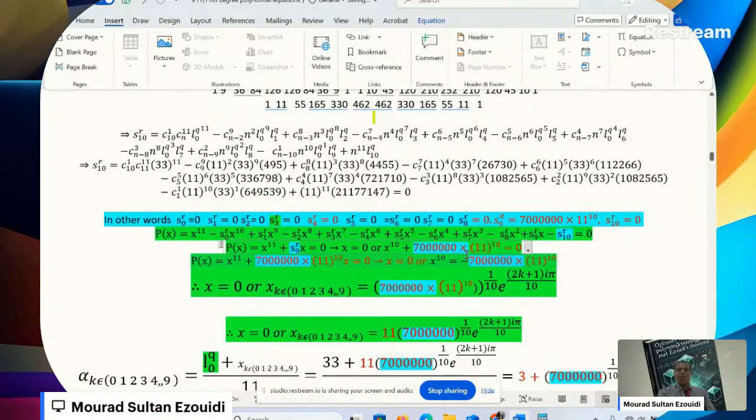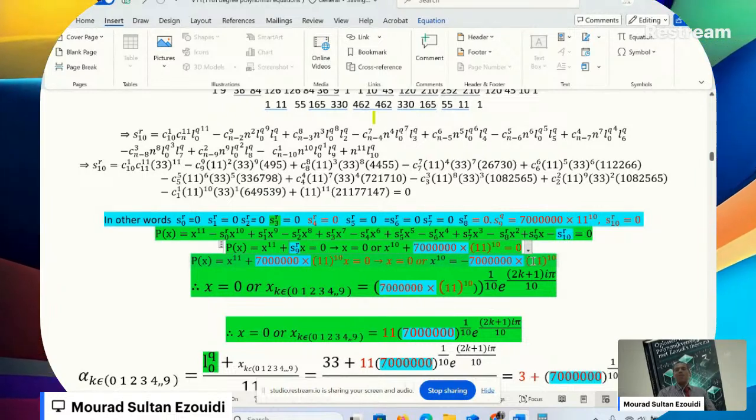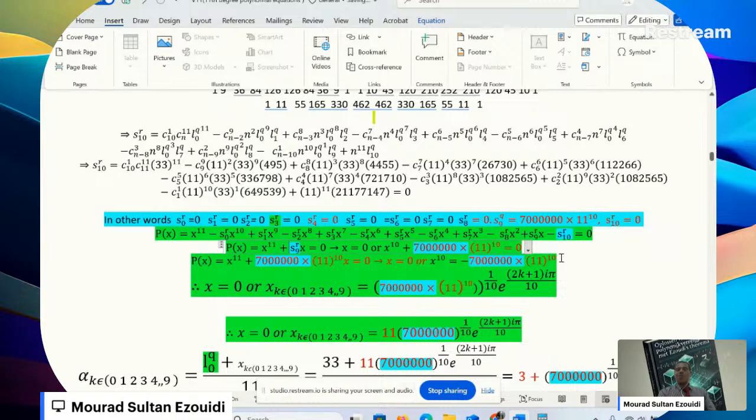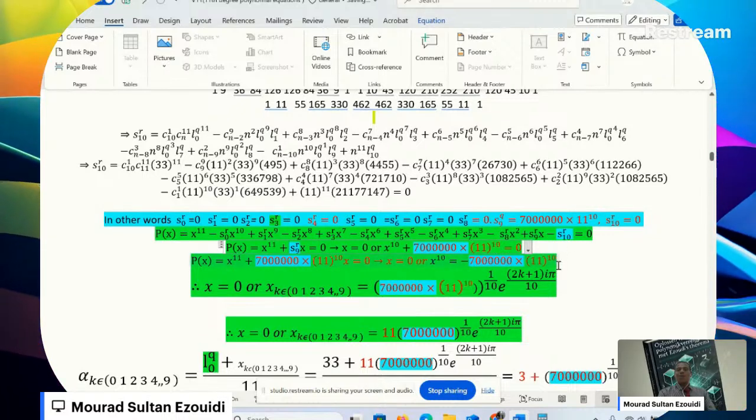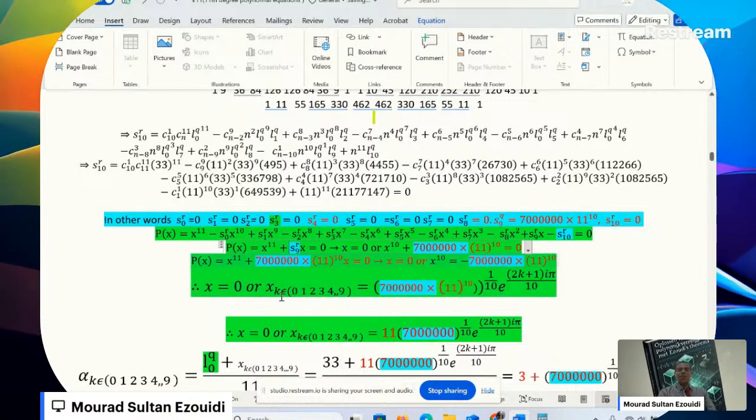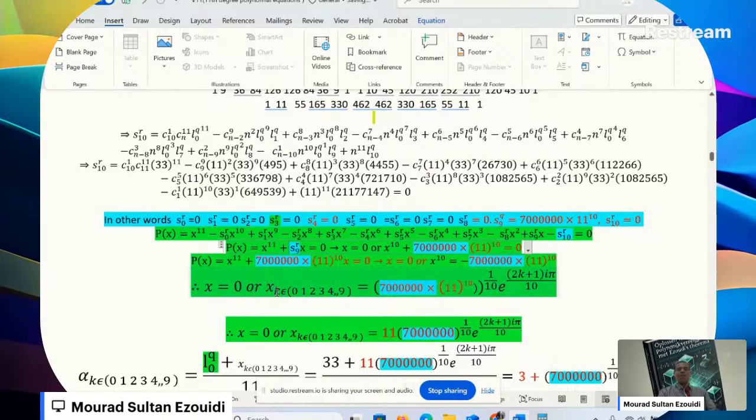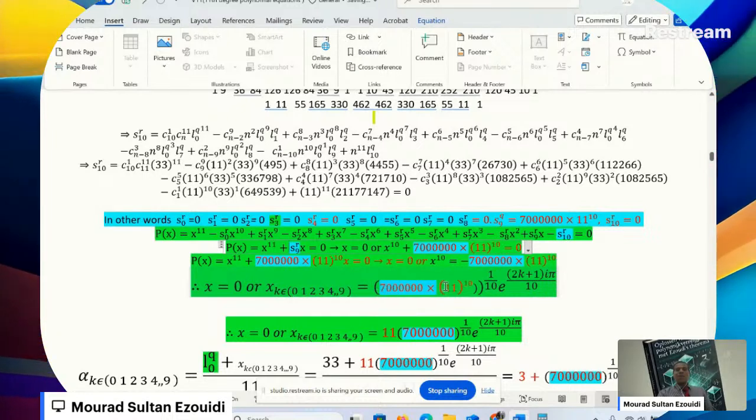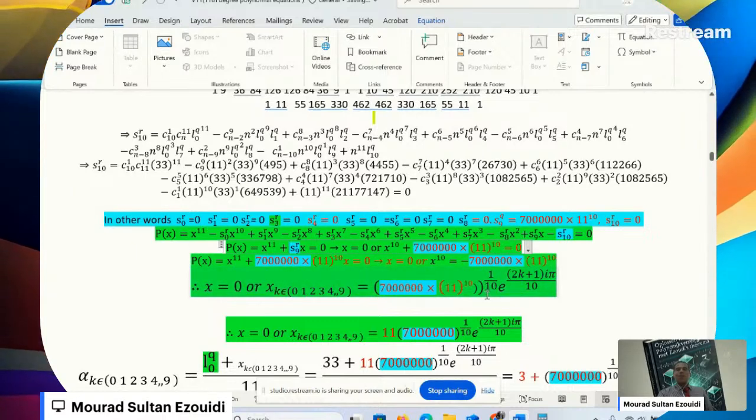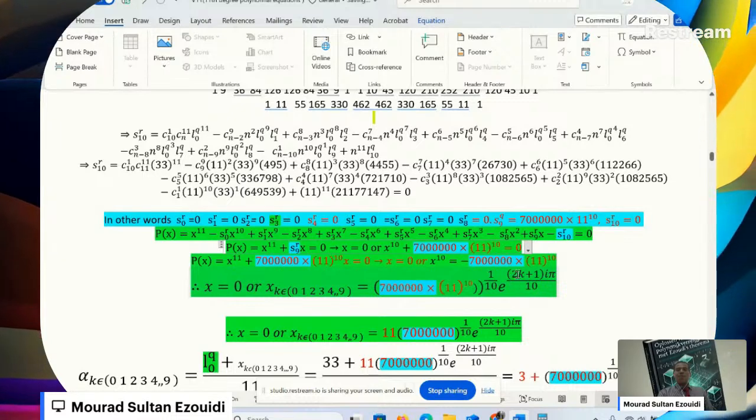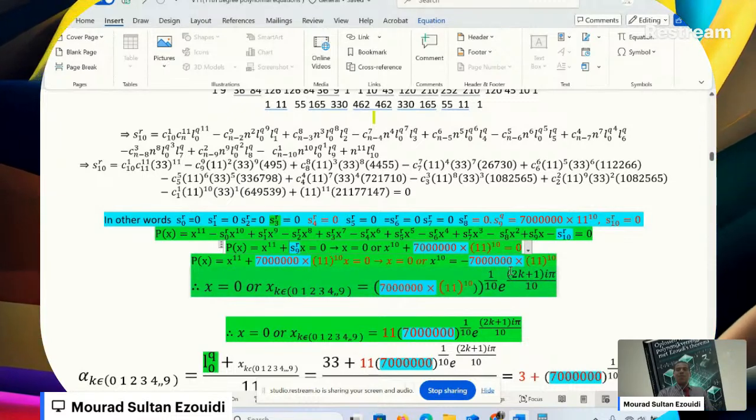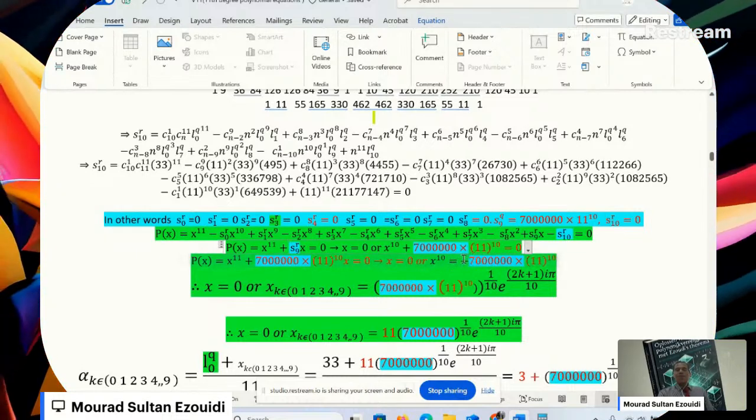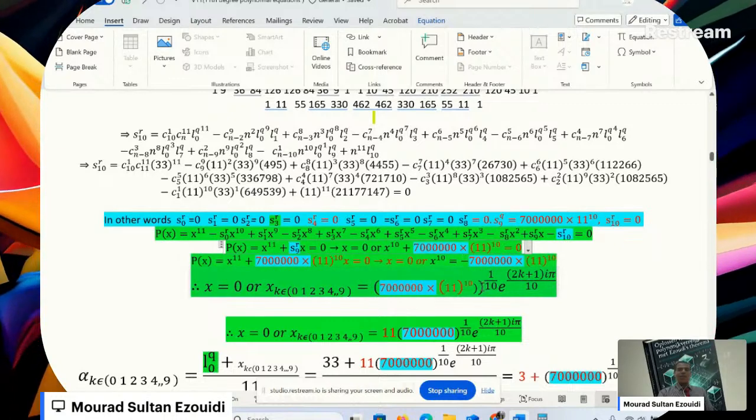This one equals 0 means x raised to the power 10 equals negative 7 million times 11 raised to the power 10. So there is a negative sign here. You can put here exponential 2k i pi because it is always equal to 1. So x equals 0 or x_k, k ranging from 0 to 9, is equal to 7 million times 11 raised to the power 10, all raised to the power 1 over 10, times exponential of (2k plus 1) i pi over 10. Why 2k plus 1? Because there is a negative sign here. It will be exponential i pi, which is equal to minus 1, and then divide by 10.